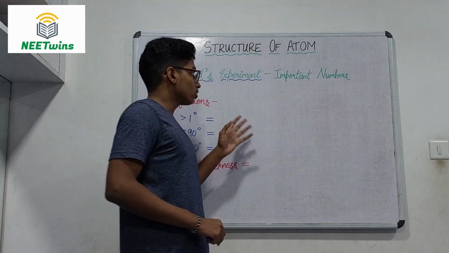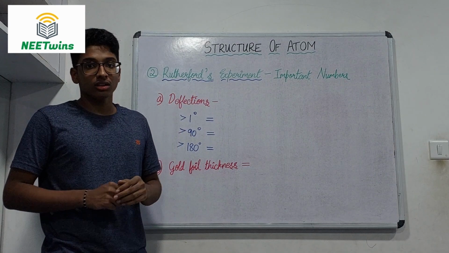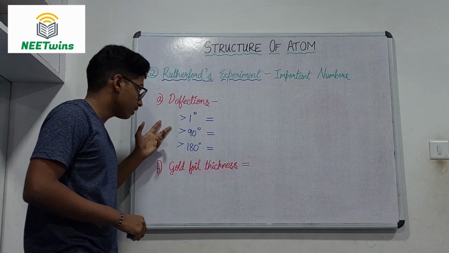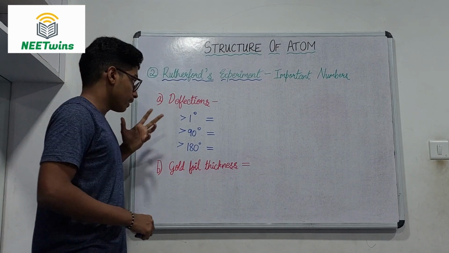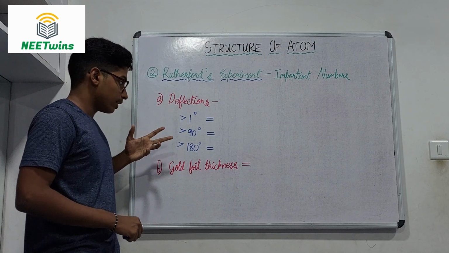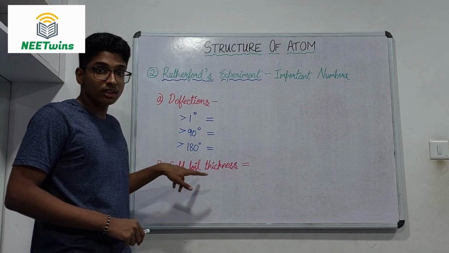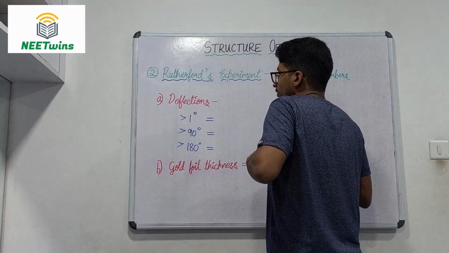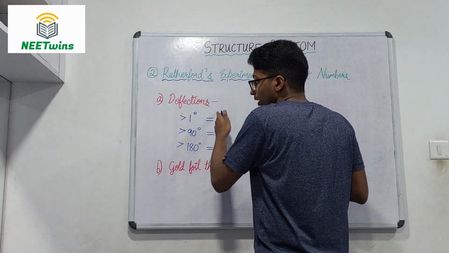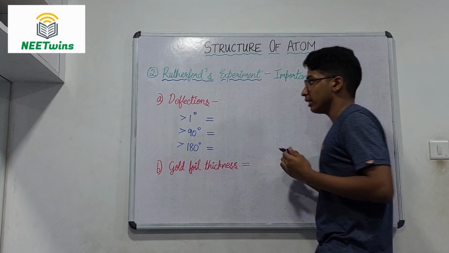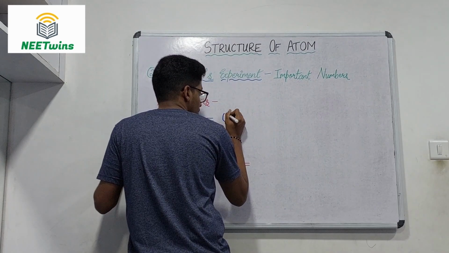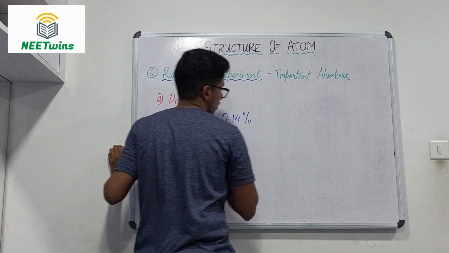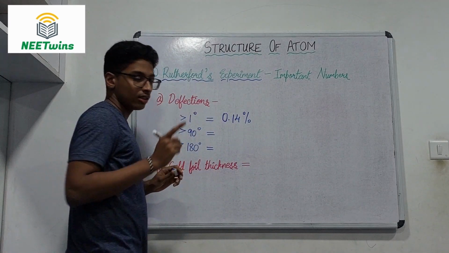Now from this Rutherford experiment, many times questions come regarding the numbers, like how much percent of particles deflect by more than 1 degree, how much percent by more than 90 degrees, how many by 180 degrees, and the important one, the thickness of the gold foil used in the experiment. How many alpha particles deflect by more than 1 degree? It is actually 0.14%. Keep this number in mind because it's very important.